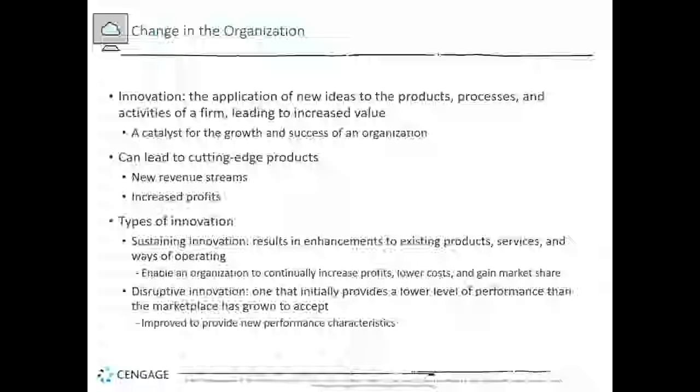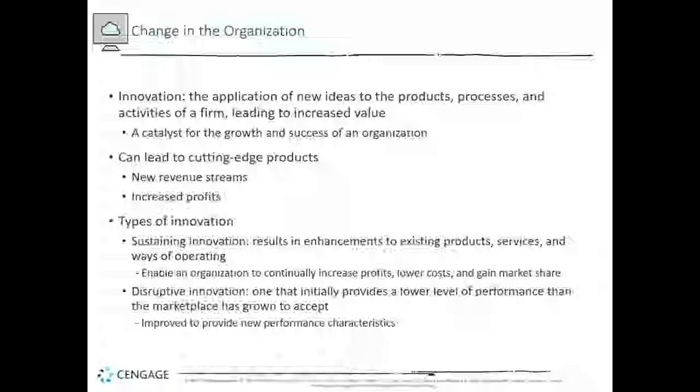Change in organization. Innovation is the application of new ideas to the products, processes, and activities of a firm, leading to increased value. It is a catalyst of growth and success of an organization and can lead to cutting-edge products, new revenue streams, and increased profits. Types of innovation: sustaining innovation results in enhancements to existing products, services, and ways of operating, enabling an organization to continually increase profits, lower costs, and gain market share.